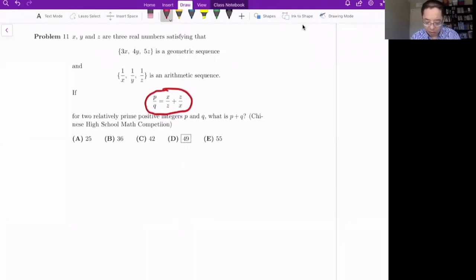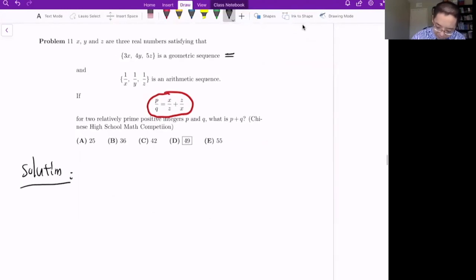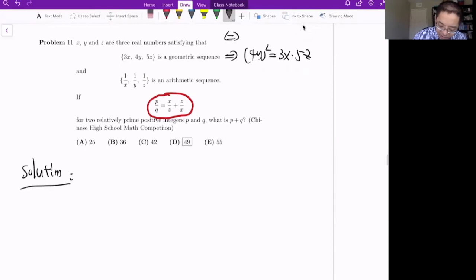As the first step, let's translate geometric sequence and arithmetic sequence into equivalent algebraic relations. So this is the geometric sequence. What does it mean? It means you have a common ratio, so 4y squared equals 3x times 5z. This is equivalent to saying 4y over 3x equals 5z over 4y, so they have the same ratio.